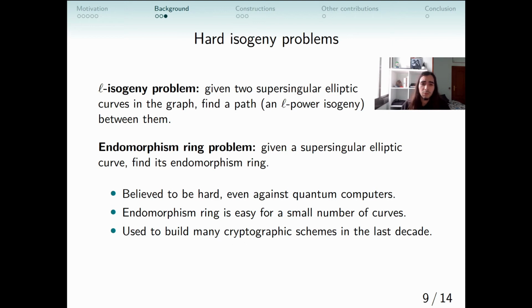In particular, the endomorphism ring problem is easy in a certain subset of curves, a very small one, but this is actually very useful. In most protocols, it is worth, either for efficiency or functionality reasons, to start from a curve with an easy endomorphism ring. And these problems have gained some attention in the last decade, and lots of cryptographic schemes have been built around them.